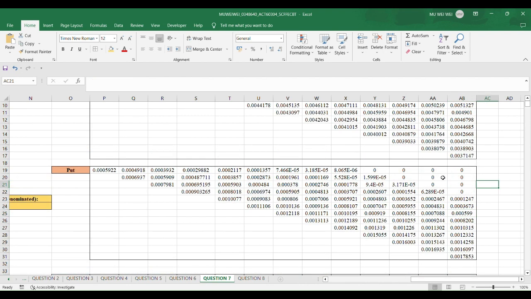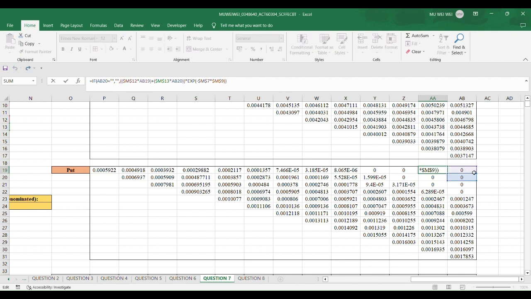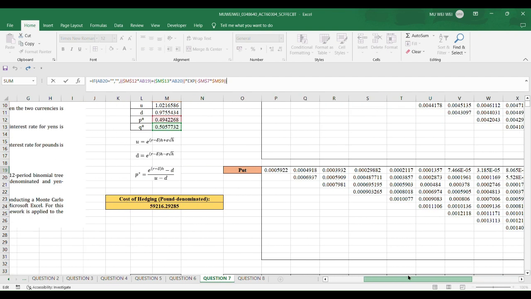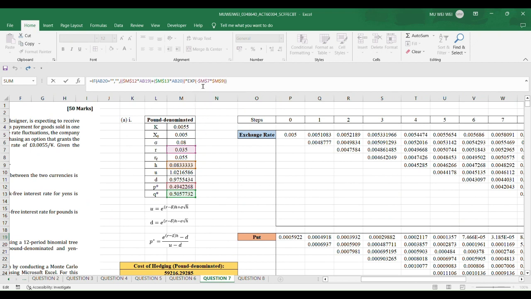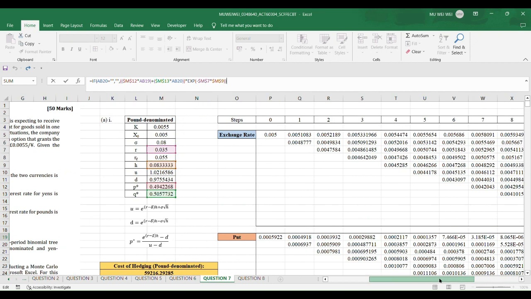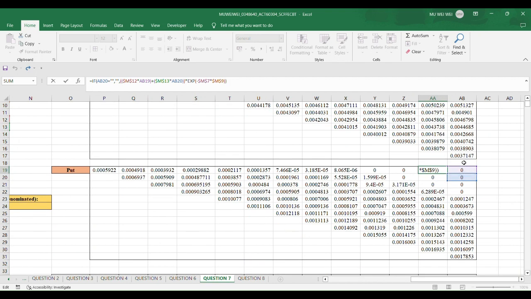Starting from the 11th period, we use the if function again to find the values for these cells. So how do we get the value here? It is the risk-neutral probability up times the value in this cell right here, plus the risk-neutral probability down times the value right here. And then we times this value with the discount factor, which is exponential negative RH. But when the cells right here are empty cells, it will simply return an empty value.